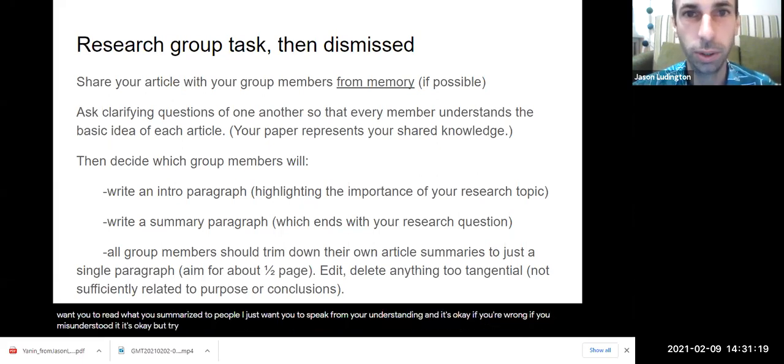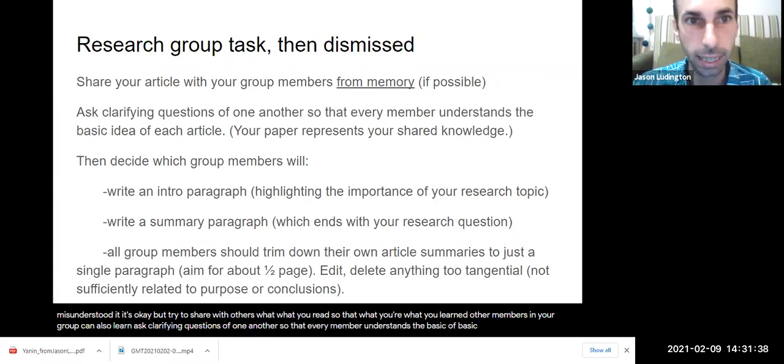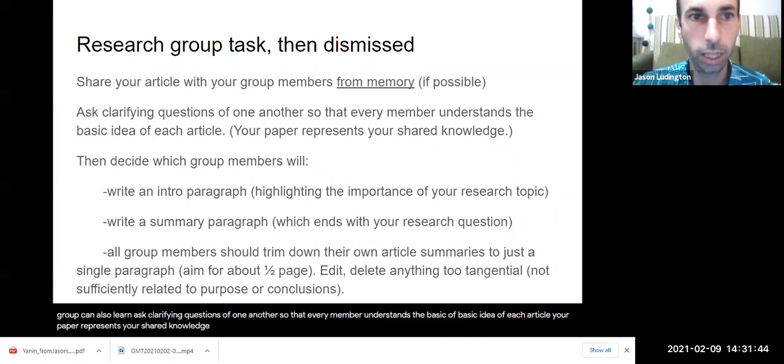But try to share with others what you read, so that what you learned, other members in your group can also learn. Ask clarifying questions of one another so that every member understands the basic idea of each article. Your paper represents your shared knowledge.